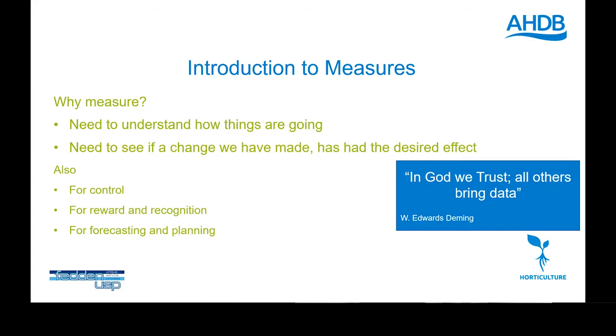Also, it's used for control. It can be used for reward and recognition, can be used for forecasting and planning as well. But also from our point of view, it's about how are things going and can we evidence that as we make a change, things got better. So the danger with some change is that we make it and don't measure the change and measure the improvement. And therefore, we might have made it worse. And sometimes that does happen.